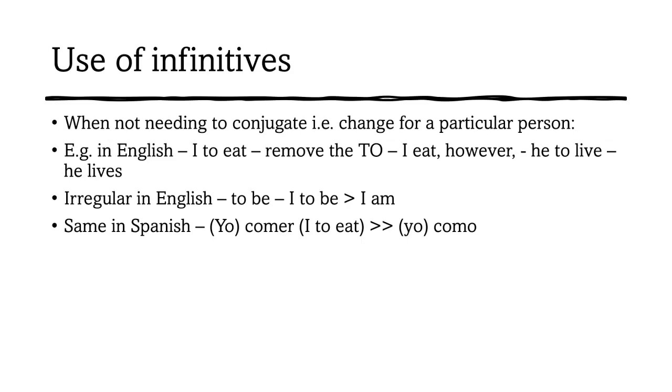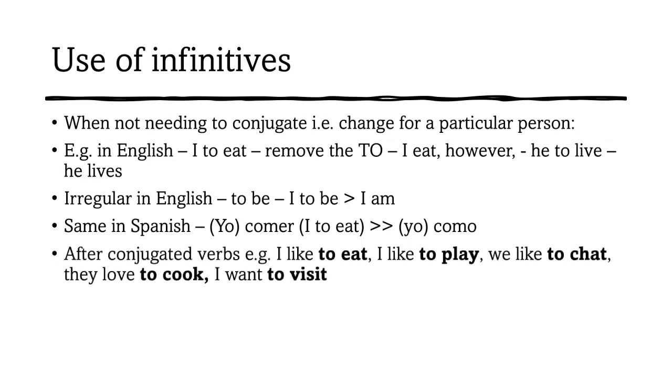We have to change it, and again, I put yo in brackets because we don't always use those then, but we change the comer to como in the present tense to give I eat. So it's a little bit like in English where we change things. But how do we use the infinitive? So we use it after verbs are already conjugated.